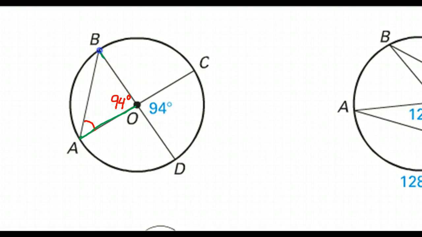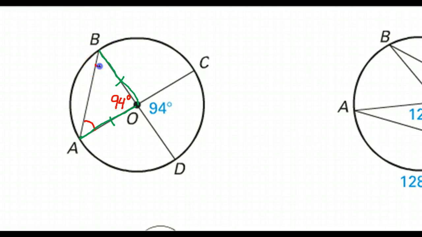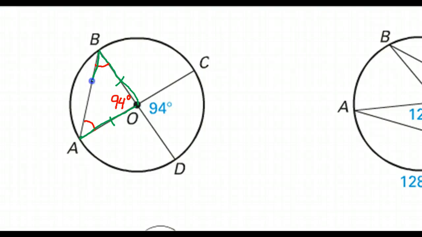Okay, see these two radii? They will be the same. So that and that are the same, which means that these base angles are going to be congruent. Okay, so I guess I should complete the triangle. So this is my isosceles triangle.